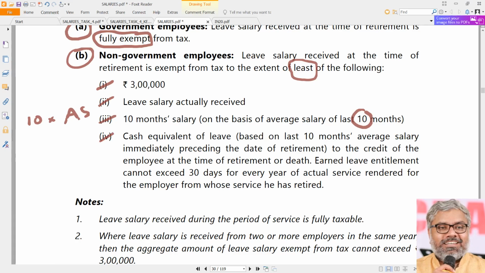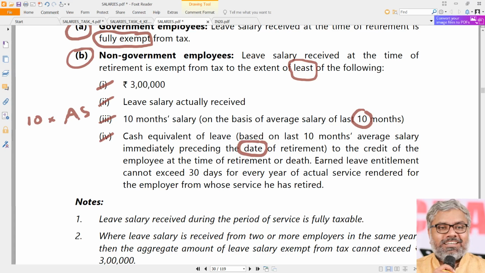Then the fourth calculation is a very important one: the cash equivalent of the leave. We have to calculate how much the cash equivalent of the leave would be, based on what? The last 10 months average salary immediately preceding the date of retirement. This is the main point here to be noted.